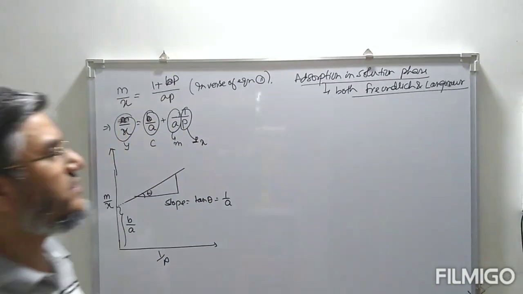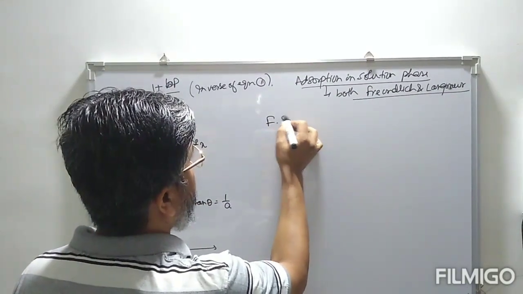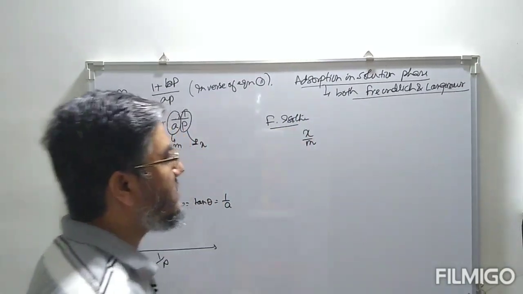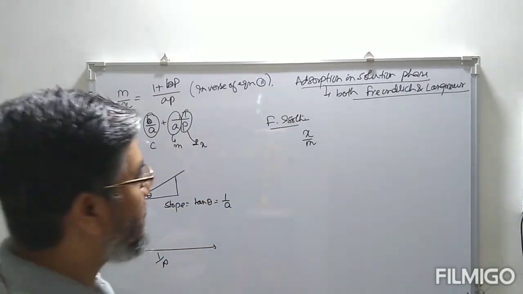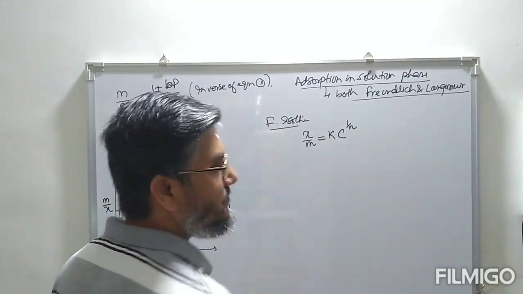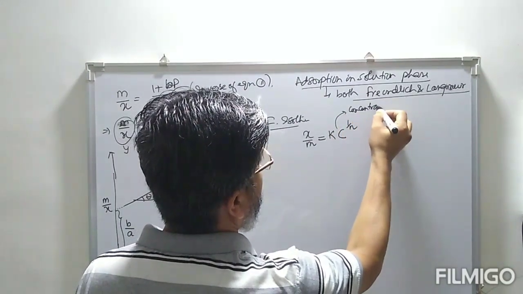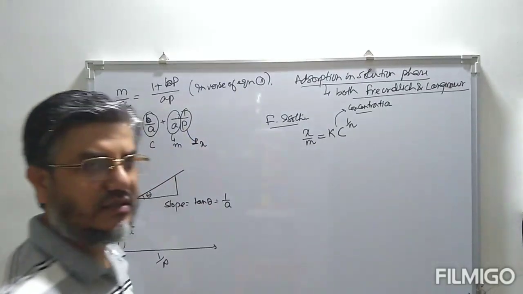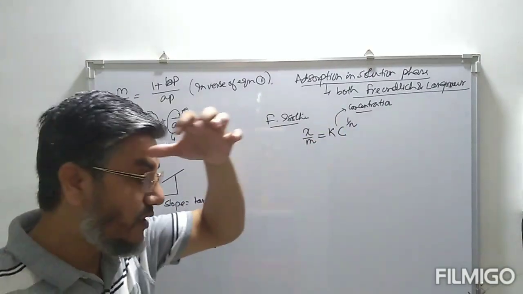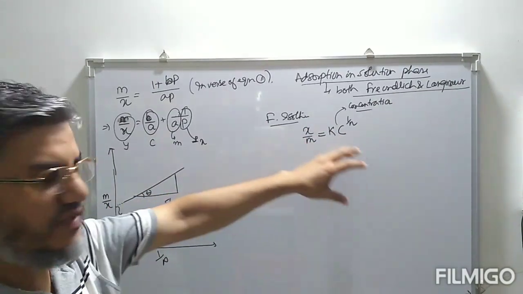So the only difference is that the pressure term should be replaced by the concentration term. So from the Freundlich isotherm, we look at this x by m, that is the extent of adsorption, is equal to kC raised to the power 1 by n, where C is the concentration, and the rest as usual. The value of 1 by n is from 0 to 1, and the value of n is greater than 1. You can get the help of the logarithm equation also. Everything remains as it is.